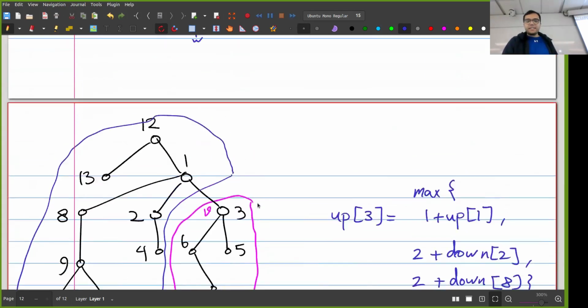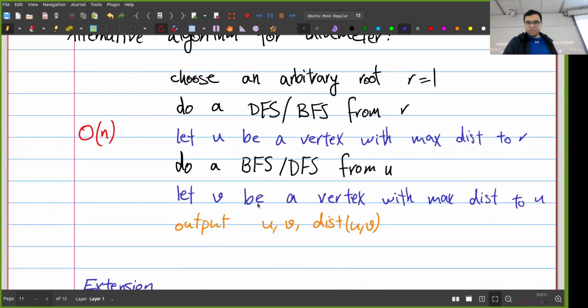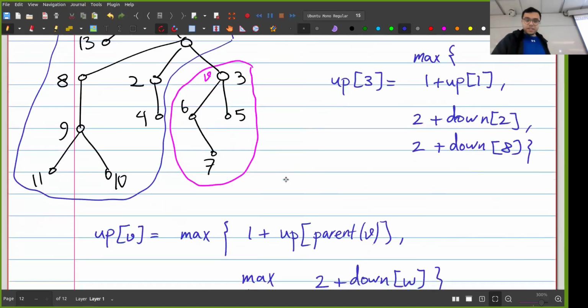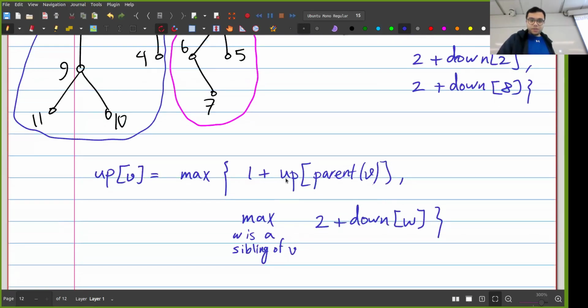And of course, at the end of the day, when I want to output this thing, alpha of U, it's just the maximum of up of U and down of U, right? So I say from the vertex U, what is the farthest place that I can go? I either go up or I go down. So just take the maximum. And of course, the runtime is still O(n), because calculating all the down values was O(n). We've seen that before. And calculating this is also O(n).